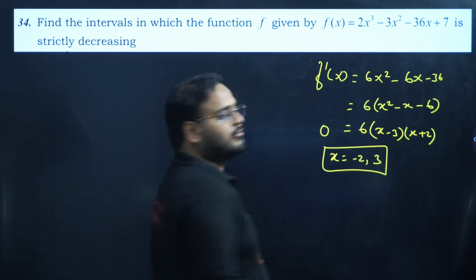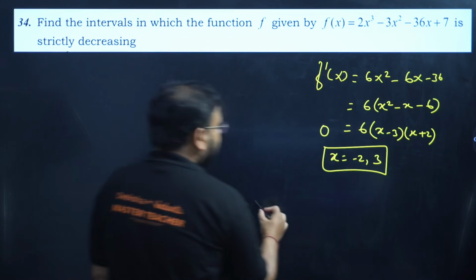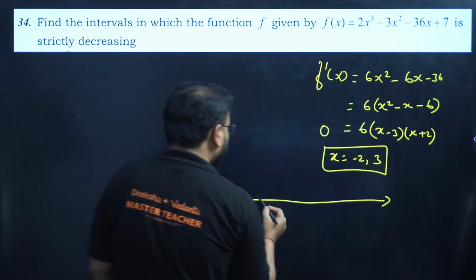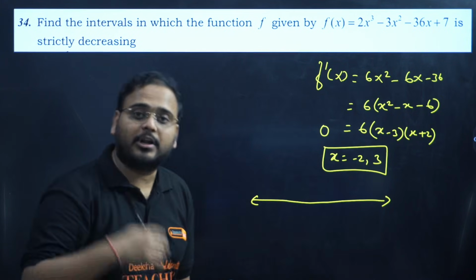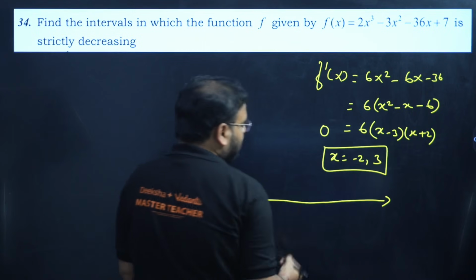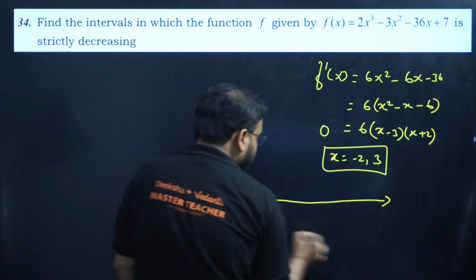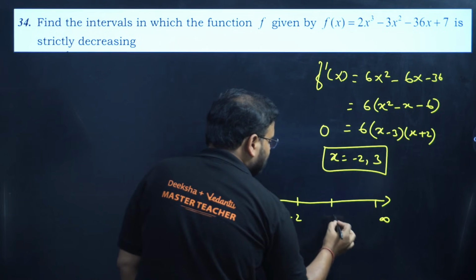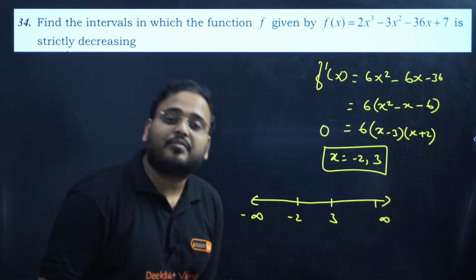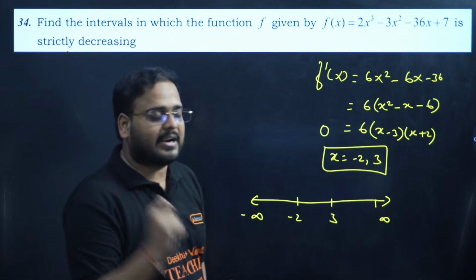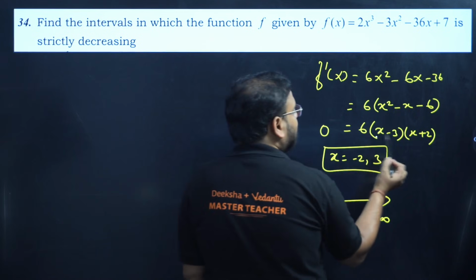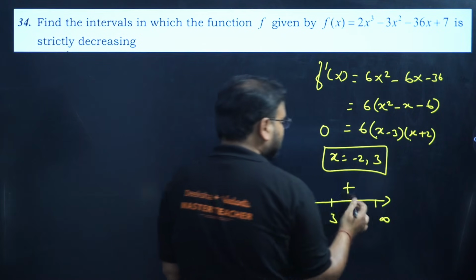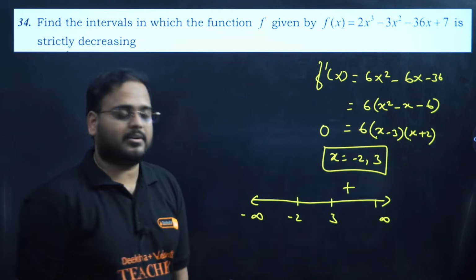Minus 2 and 3. First step was to find the critical point, and for that we had to differentiate and put it equal to 0. Next is to write down the number line. So this is negative infinity, this is plus infinity, this value is minus 2, and this value is plus 3. Now check the coefficient of x, whether it is positive or negative. Check here in the factors, plus plus, it means positive, start with the plus sign on the extreme right interval.